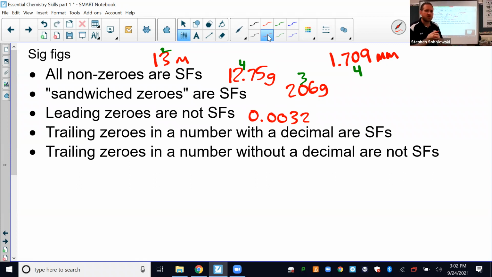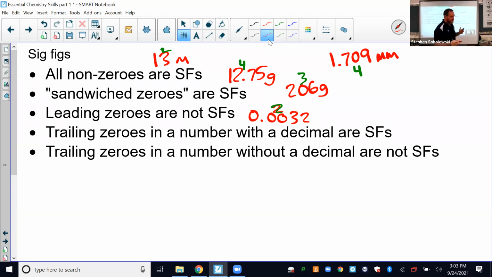They don't contribute to the quality of the measurement, the detail of the measurement. All they do is they're like placeholders. They tell us how large an order of magnitude that is. Is this 32 tenths? Is it 32 hundredths? Is it 32 thousandths? No, it's 32 ten thousandths would be this measurement. It just tells us the place. It doesn't contribute to the detail. So 2 sig figs in this number here.